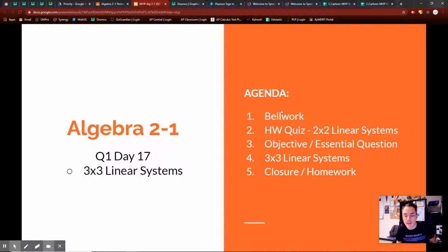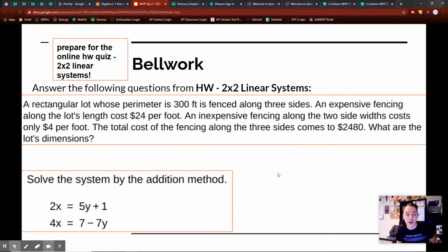Let's go through bell work, so you are adequately prepared for the homework quiz on 2x2 linear systems. We're going to go through the objective, essential question, then the actual lesson for 3x3s, and then of course closure and homework. These are the only two questions I have for bell work. They will be on the homework quiz, at least in one way, shape, or form. Definitely this one will be on the homework quiz, and I believe the second one is too. So pause the video, make sure you get them down so that you can reference them on your quiz.